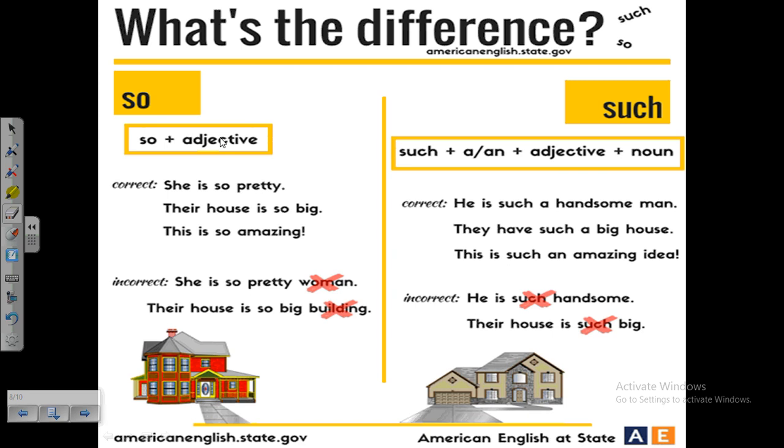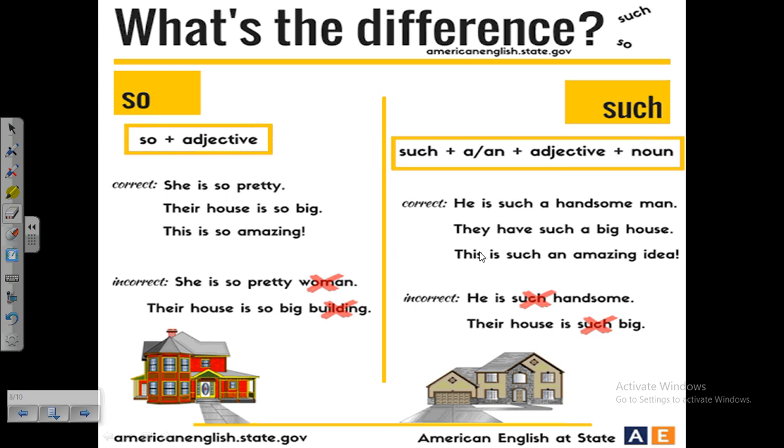So plus adjective immediately. But such, when I say he is such a handsome man, they have such a big house. This is such an amazing idea. Here, you recognize that such is followed by an article, then the adjective, then the noun. So here's the difference between so and such. So plus adjective. Such, before the adjective we have an article, and after the adjective we have a noun.